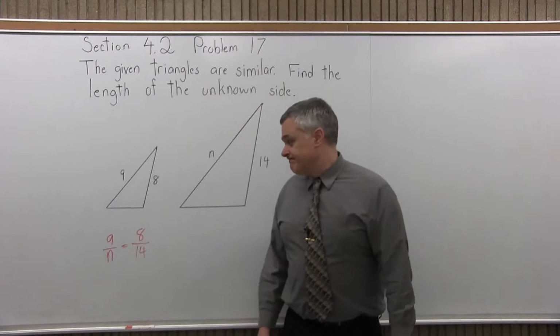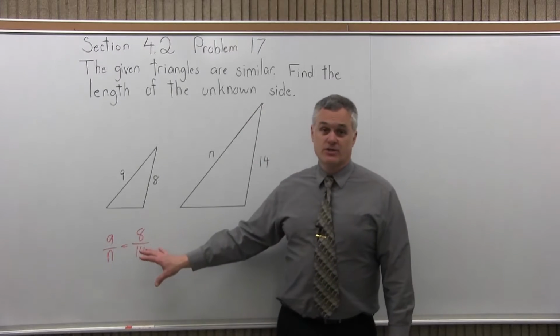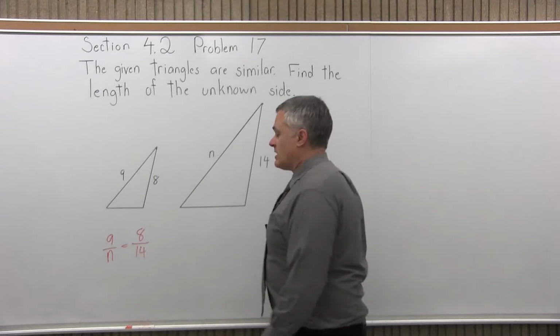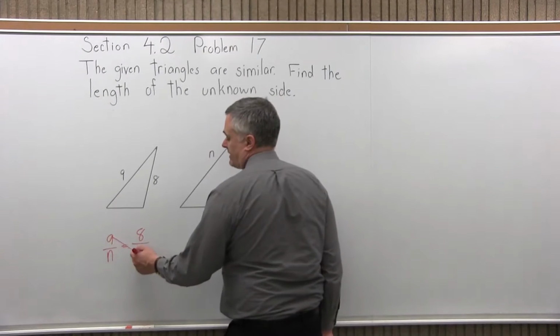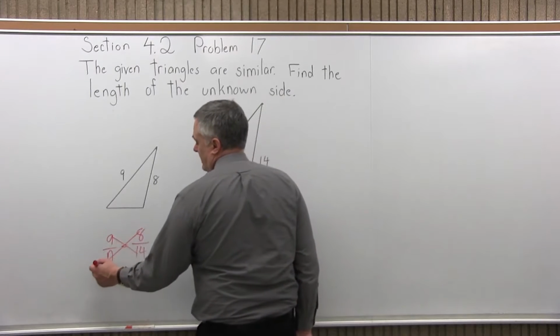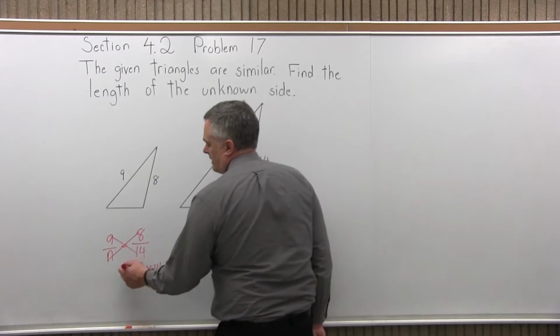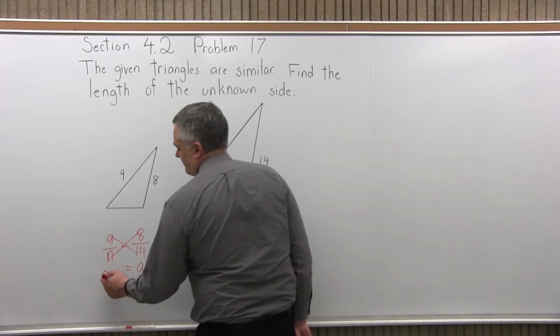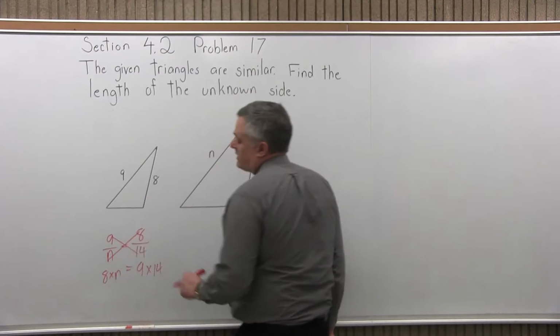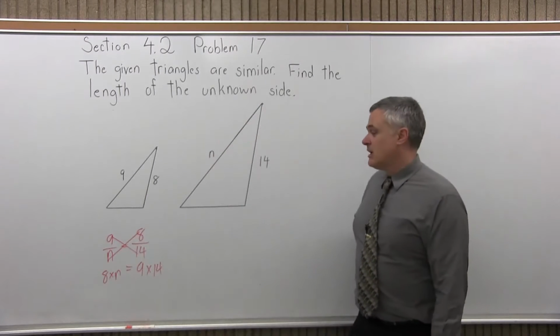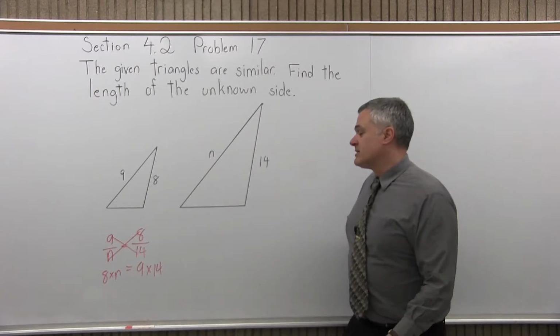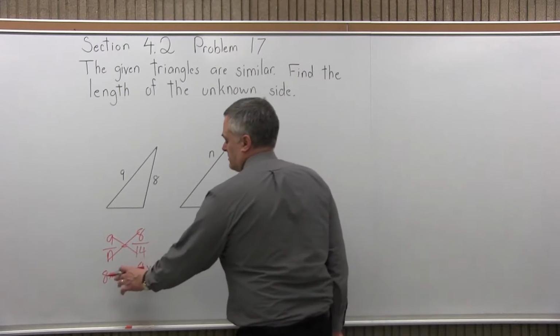So now to solve, you have two fractions that are equal to each other. You can cross multiply and divide. 9 times 14, 8 times n. So 9 times 14 equals 8 times n. Actually, the 8 over the 14, we could have reduced to 4 over 7, but that's okay. We've got it started now. We might as well finish it up like this.